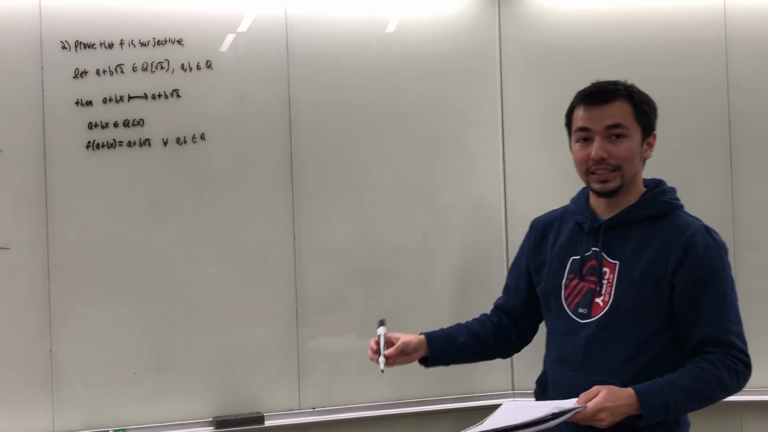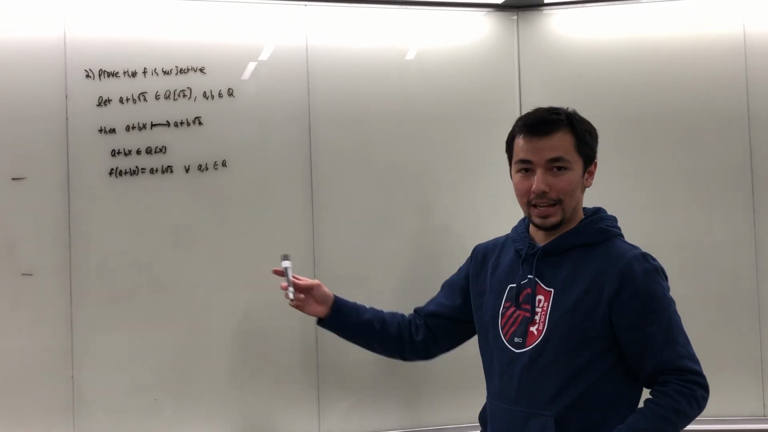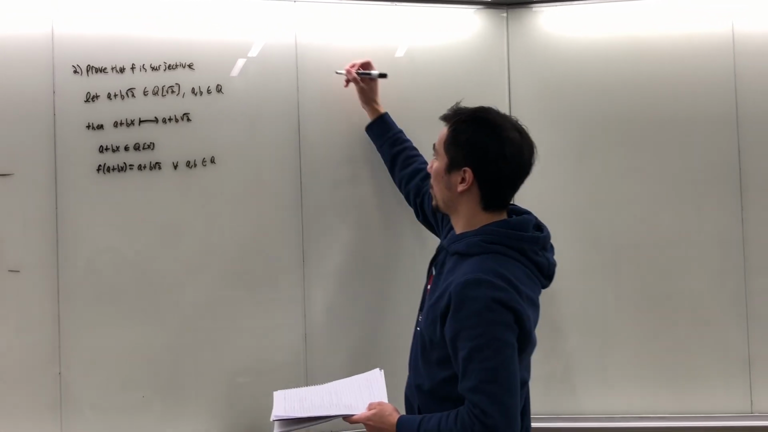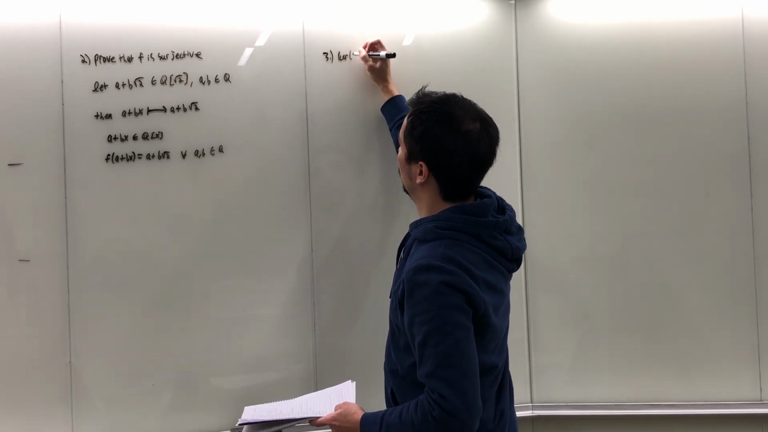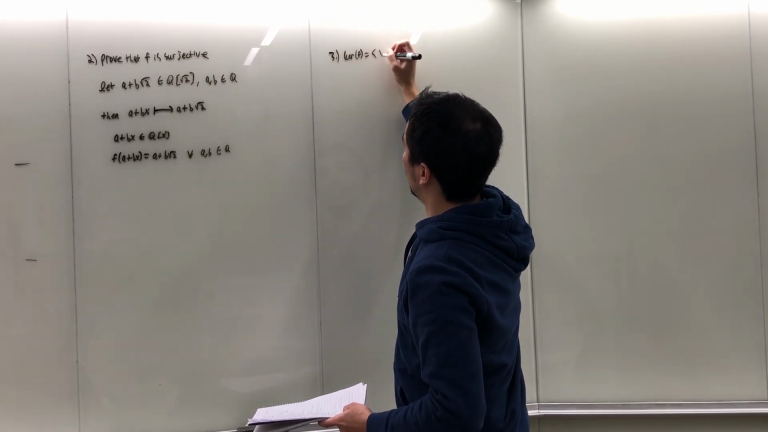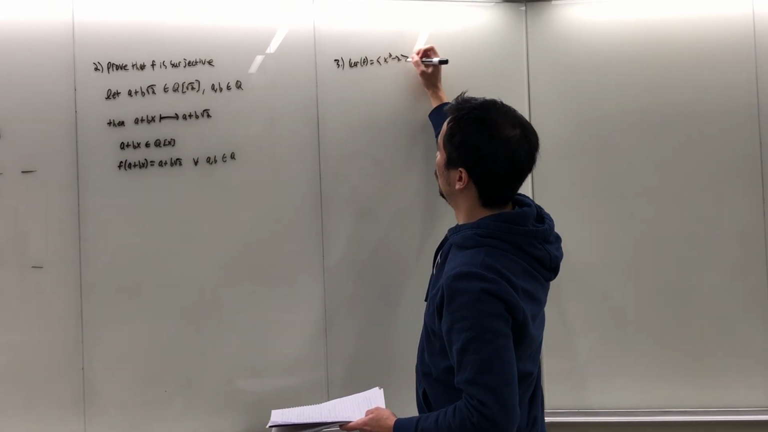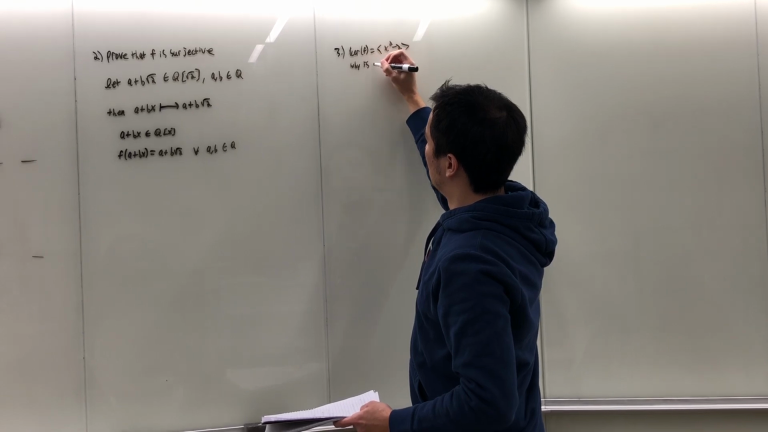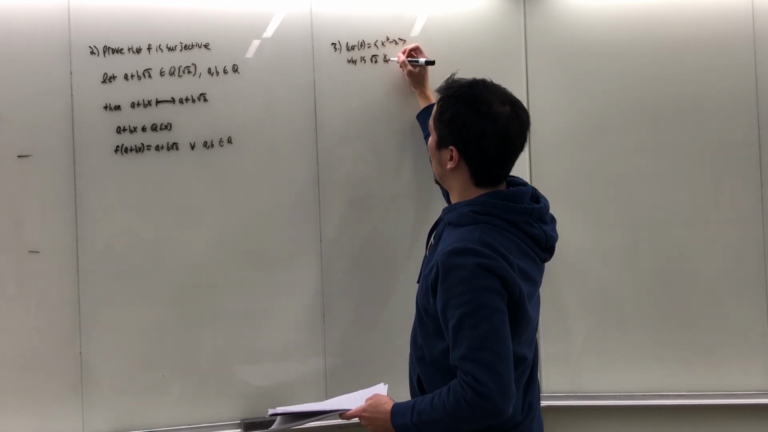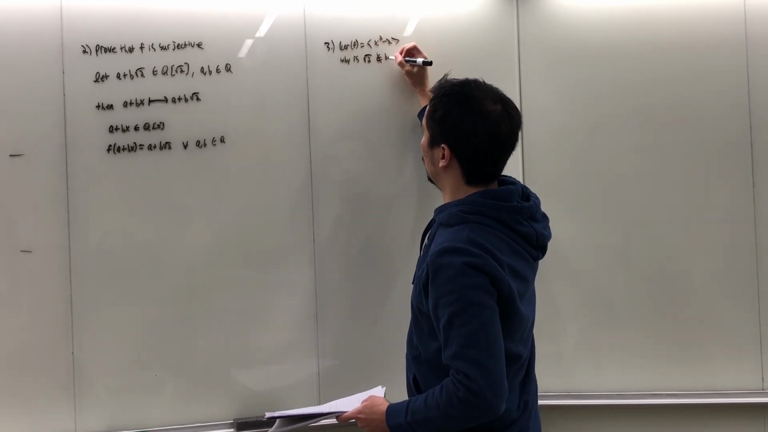And so after proving the second part of the problem, that f is surjective, we can move on to the third part of the problem, which is: given that the kernel of f is equal to x squared minus 2, why then is the square root of 2 not an element of the kernel of f?